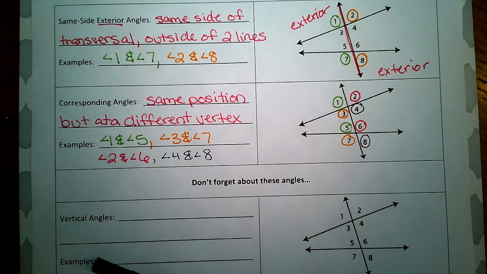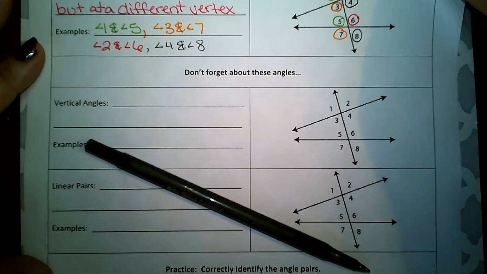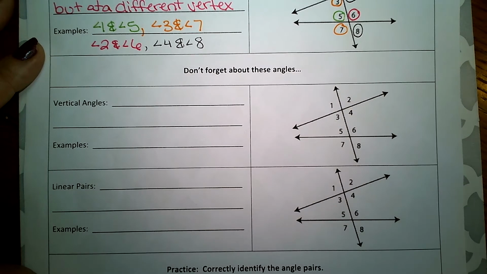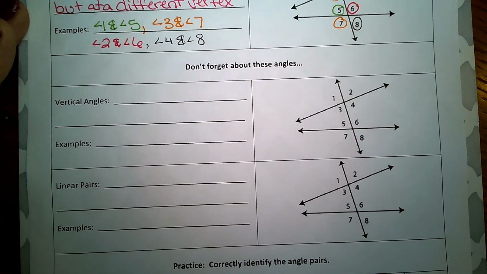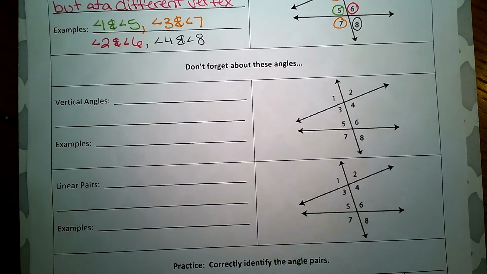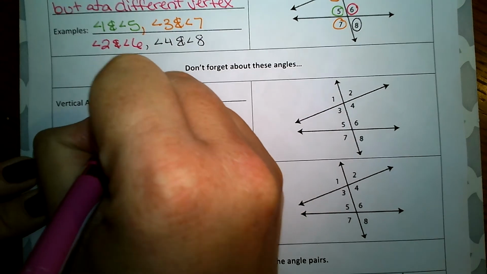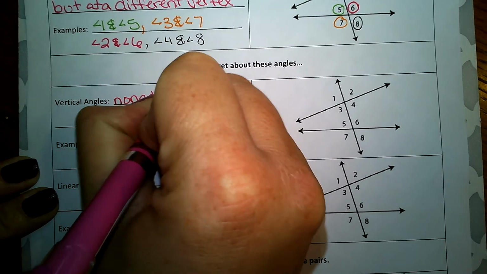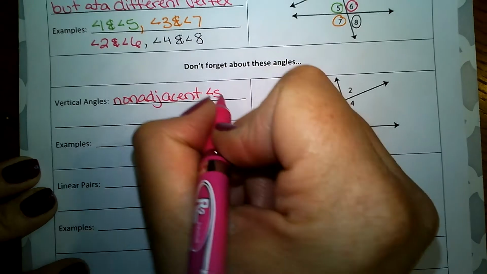Okie doke, so those are the 5 new angle sets, and I know that's a lot going on, so we're going to definitely have to practice that vocabulary. While we're at it, I don't want us to forget about the 2 sets that we have already learned about. So let's refresh quickly what vertical angles and linear pair angles are. Vertical angles are non-adjacent angles formed by intersecting lines.